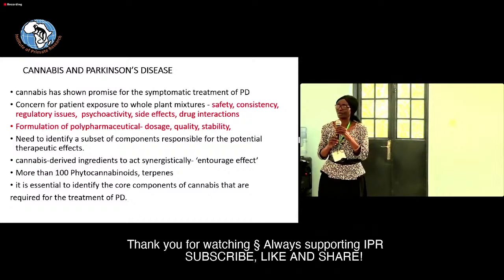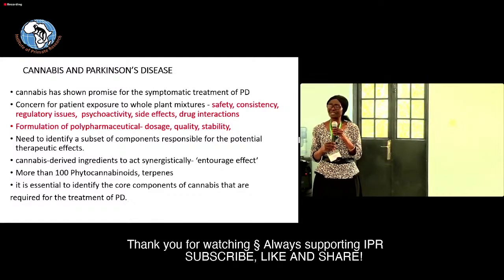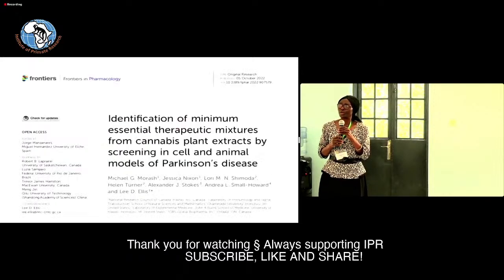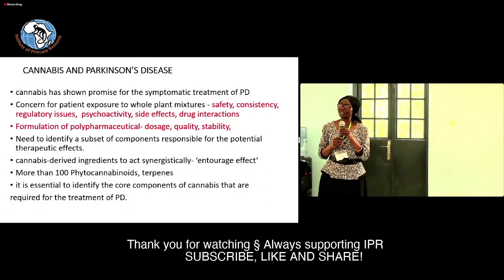Of course, taking into consideration what I've just said, that cannabis-derived ingredients act synergistically, you don't want to lose the entourage effect, as we are terming it, of the active principles acting synergistically. Okay? So you can show the study next.